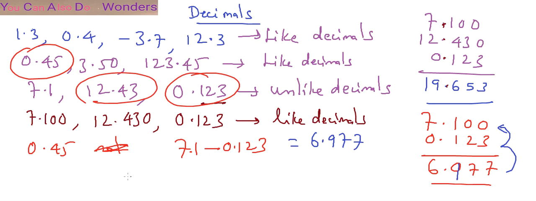So this is how we subtract. Nothing different from subtraction of two natural numbers. The only thing is you need to match the decimal point or align them properly. That will be natural, you will automatically get it if the numbers are converted to like decimals.